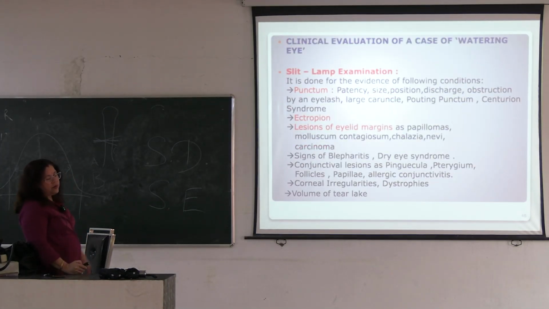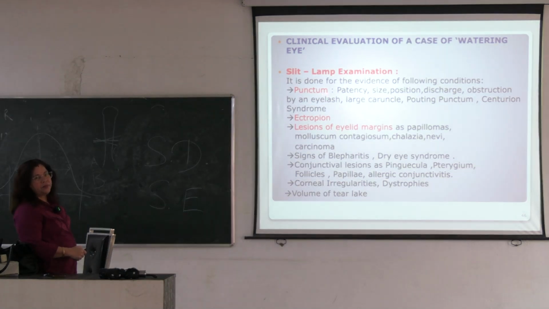Then we assess the blockage. Where is the blockage? So first of all is the slit lamp examination. Through the slit lamp examination we assess the complete examination of the anterior segment, and puncta: patency, size, position, discharge, obstruction. Sometimes eyelashes are also impacted in the puncta, that cause obstruction. Pouting of the puncta, that is eversion.